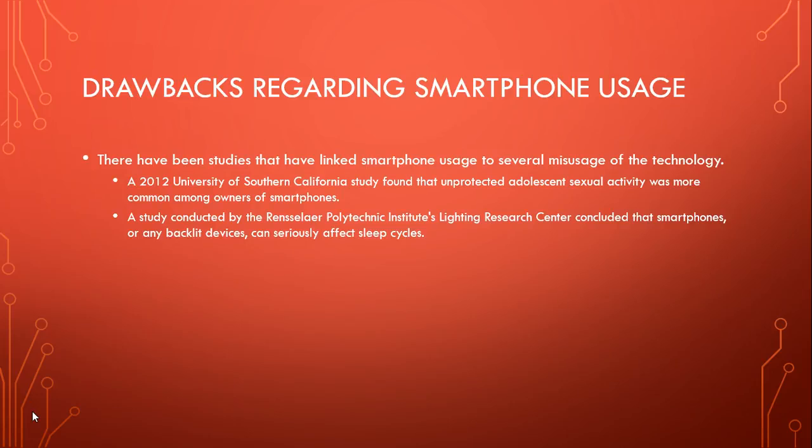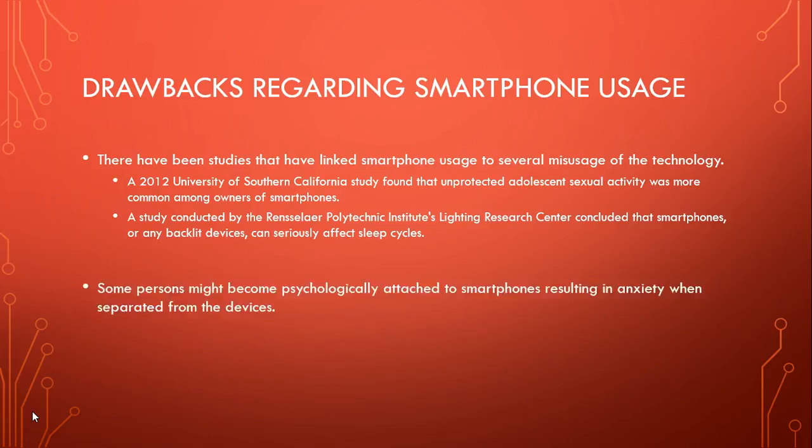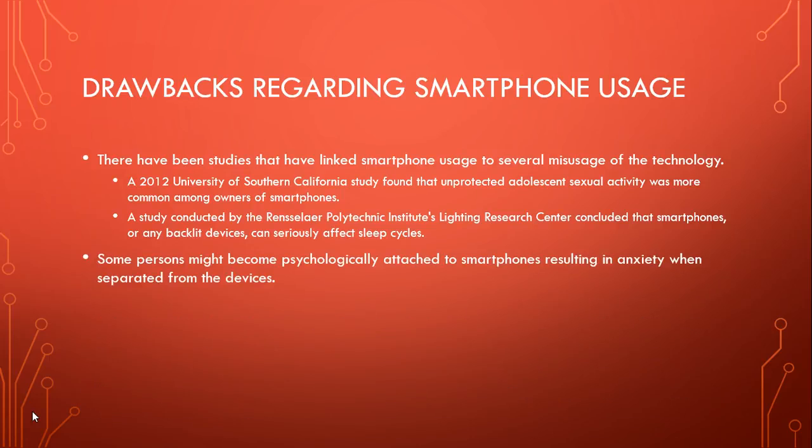Additionally, a study conducted by the Rensselaer Polytechnic Institute Lighting Research Center concluded that smartphones or any backlit devices can seriously affect sleep cycles. That's why you see devices now with blue light filters, because the blue light wavelength supposedly is what keeps your brain up. Additionally, some persons might become psychologically attached to smartphones, resulting in anxiety when separated from the devices.